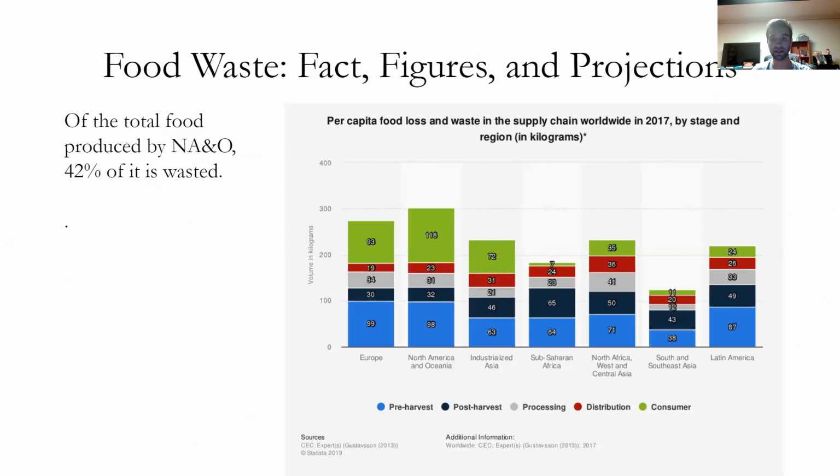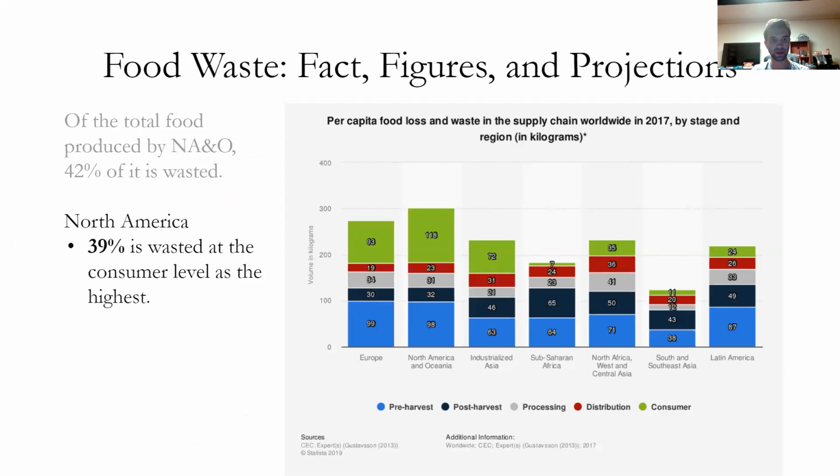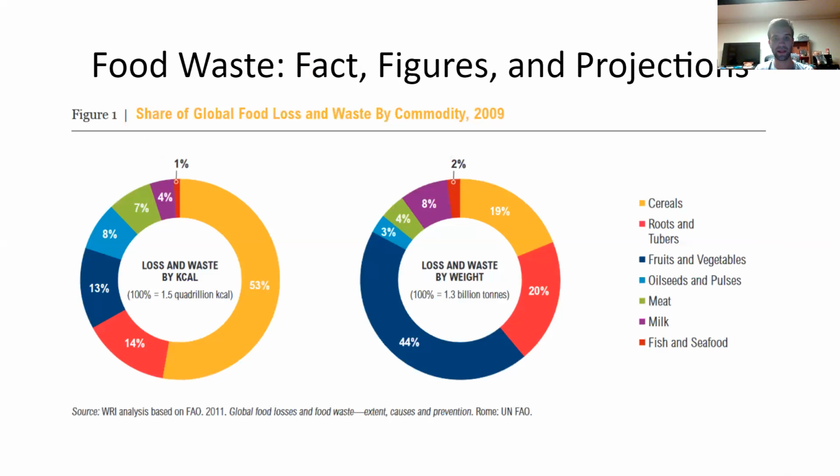So some facts, figures, and projections of food waste. Of the total food produced by NANO, 42% of it is wasted. In North America, 39% is wasted at the consumer level, which is the highest. And don't worry if I'm going a little bit too fast for you guys, these PowerPoints will also be sent out as well. I guess technically today, because that's hopefully when you'll be viewing it.